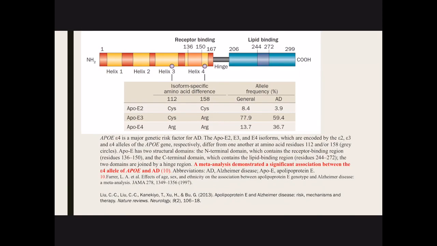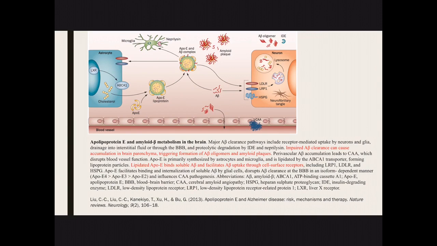Next slide. So here is a cartoon which shows you the gene, and you can see the different haplotypes and the structure of the gene as it occurs in man. And again, a meta-analysis demonstrates significant association between the E4 allele of ApoE4 and Alzheimer's disease. The next slide shows you what ApoE4 can do.